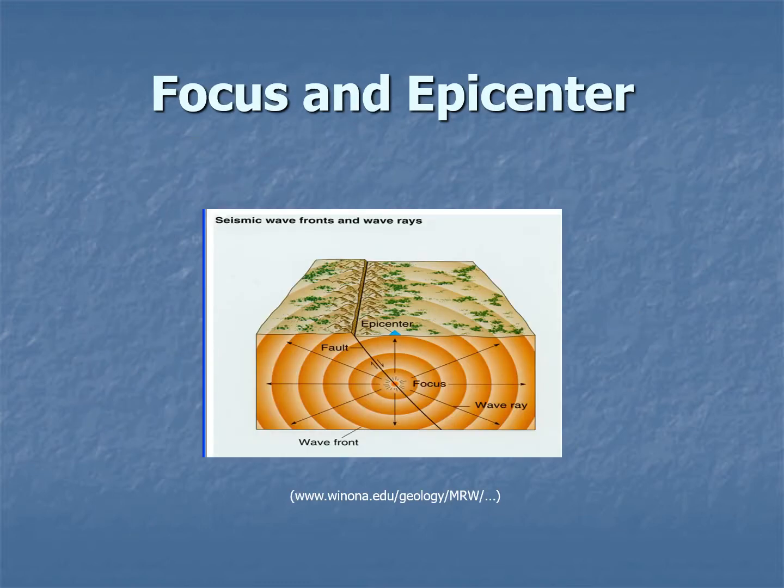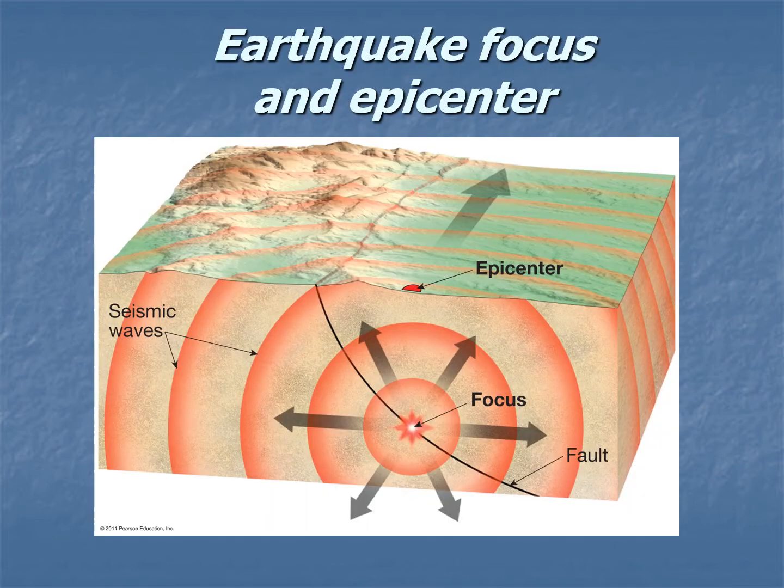Here's a 3D drawing of the focus where your small earthquake has happened on a sloping fault plane, and then of course the epicenter on the ground surface above. And then those concentric circles are simply denoting that you have P and S waves leaving the focus, traveling outwards in all 360 degrees. Here's another 3D drawing showing us the focus and the epicenter.